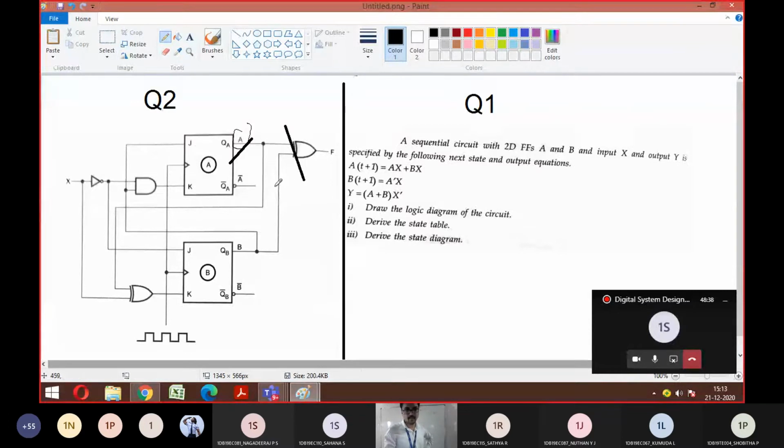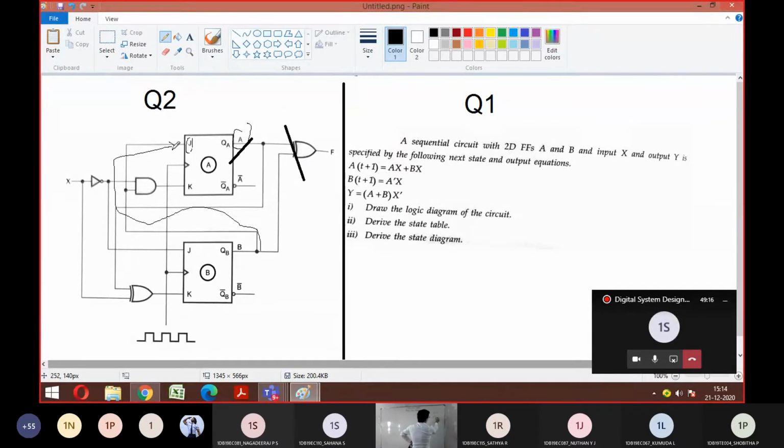Yes, sir. Okay, so now tell me what is the input for my JA? I need to find the inputs, which means I should find JA, KA, and similarly JB, KB. Two flip-flops are there, so I need to write the individual flip-flop input equations. So what is JA equal to? B. JA is here, so look at what input is coming for JA. It is the B connection. Can I call my JA as B?